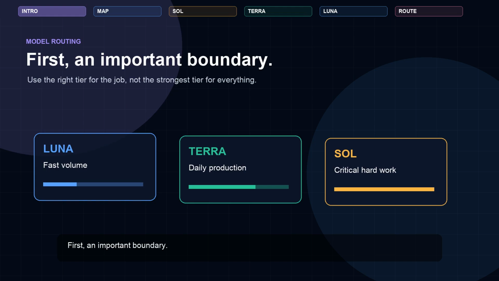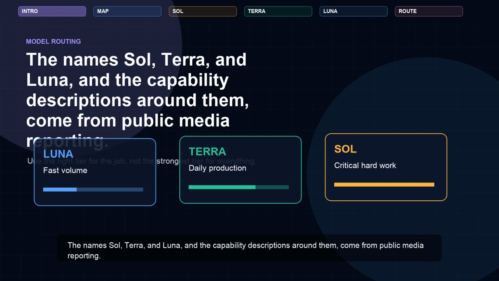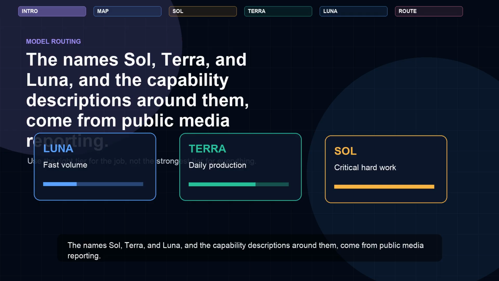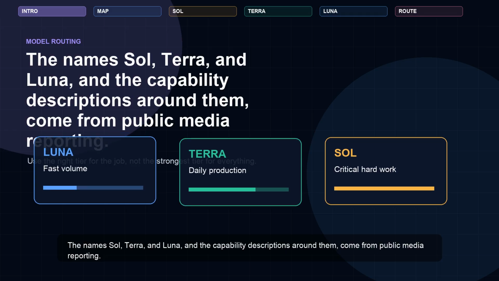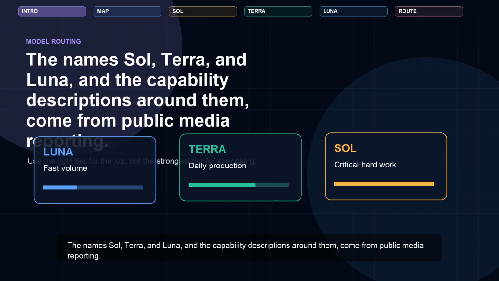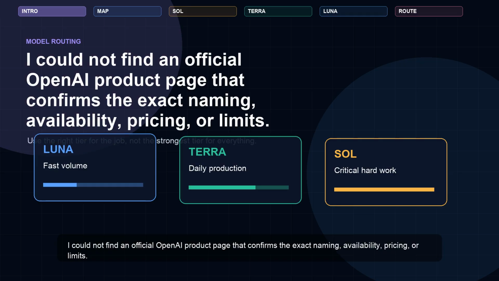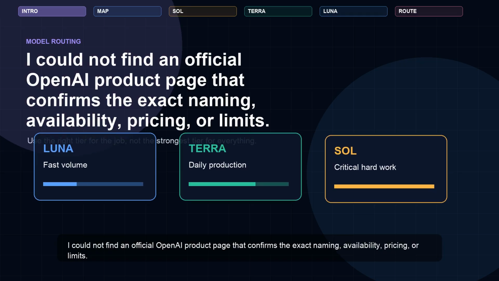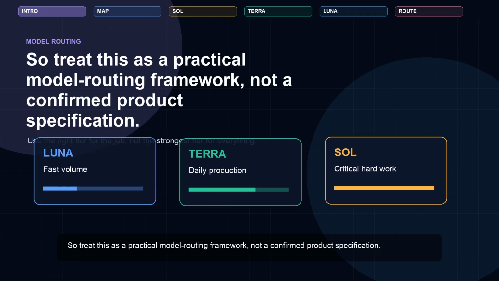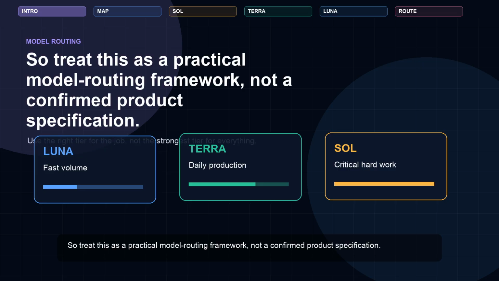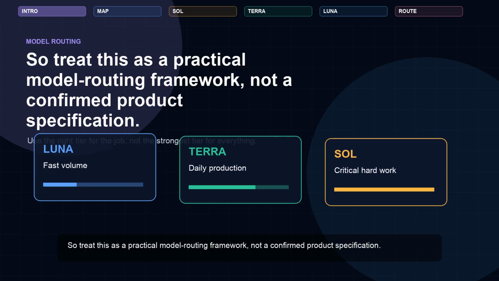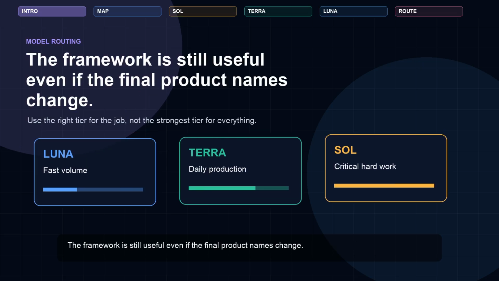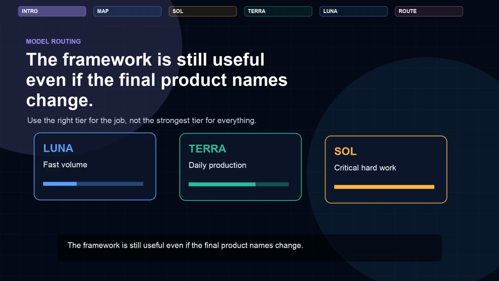First, an important boundary. The names Sol, Terra, and Luna, and the capability descriptions around them, come from public media reporting. I could not find an official OpenAI product page that confirms the exact naming, availability, pricing, or limits. So treat this as a practical model routing framework, not a confirmed product specification. The framework is still useful even if the final product names change.